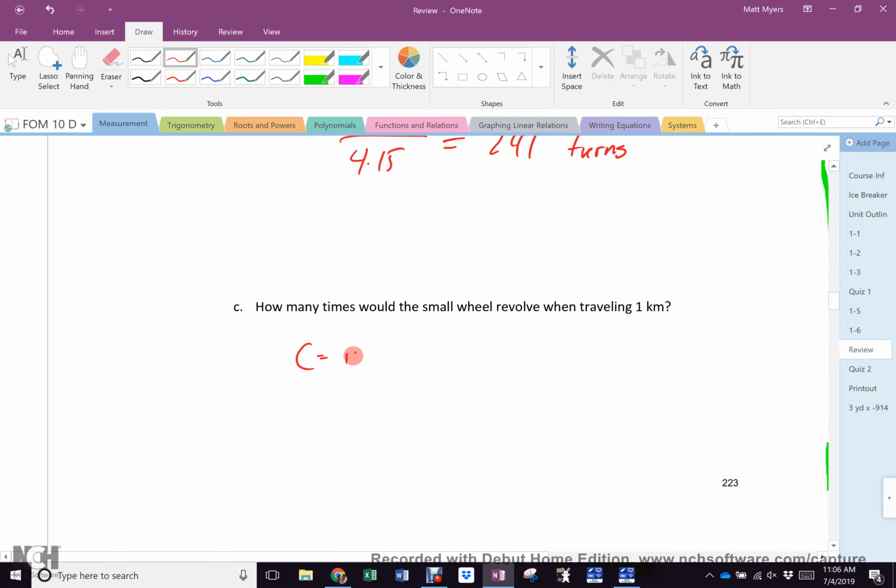Small wheel to go a kilometer. Well, circumference equals pi times 18 inches. So 18 times pi is 56.54 inches. Convert that to centimeters. 144 approximately centimeters. So that's 1,000 divided by 1.44 meters.